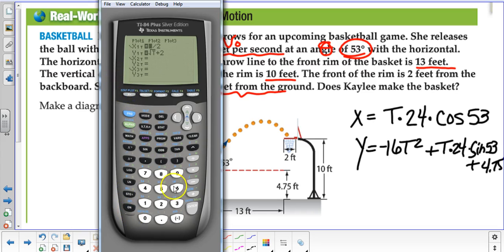But I'm going to go x equals t times 24 times the cosine of 53 and -16t squared plus t times 24 times the sine of 53 plus 4.75. All right, if I do nothing else and I just go to graph, I actually got an error. I might have typed something in wrong.